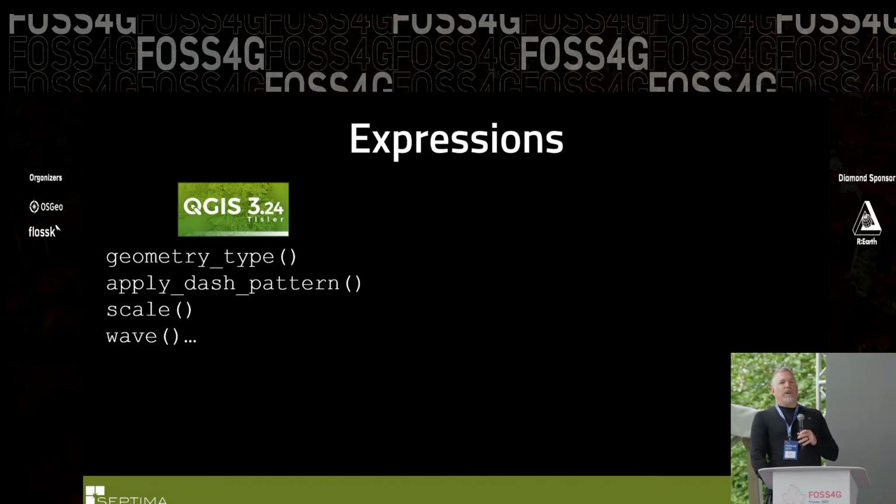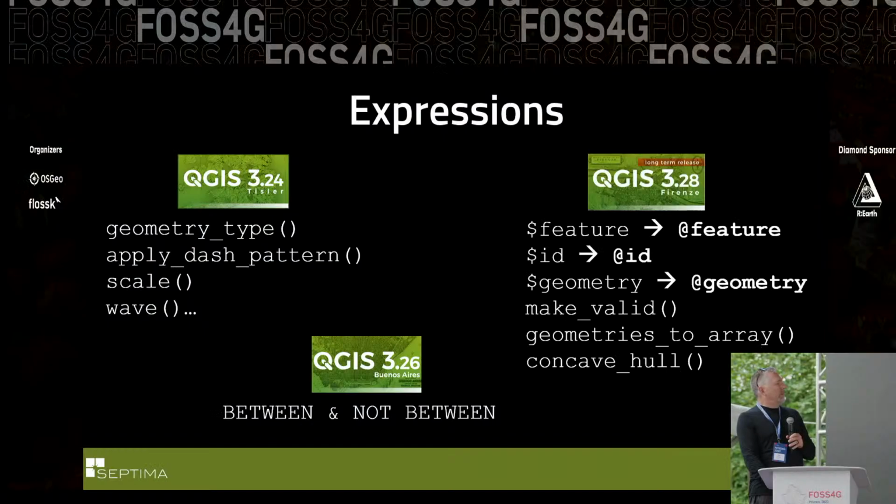So with every version of QGIS, we also get a lot of expressions introduced. This is kind of becoming its own language. So at 3.2.4, expressions for geometry type, scale, wave. At 3.2.6, the operators between and not between were added. And at 3.2.8, a lot of variables that used to have the dollar feature, dollar ID, there's been an attempt to make these more normal, where they all have the @ symbol in front of them. The dollar will still be recognized, but moving forward, it's recommended to use the @ versions of those.